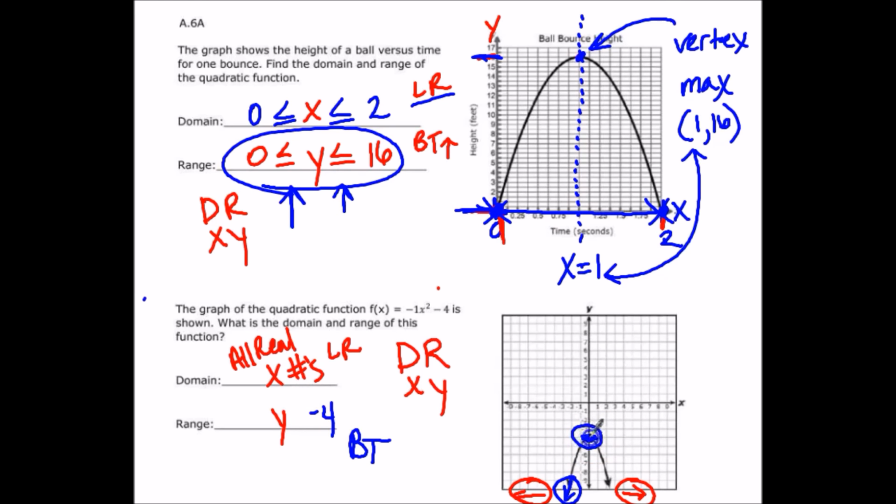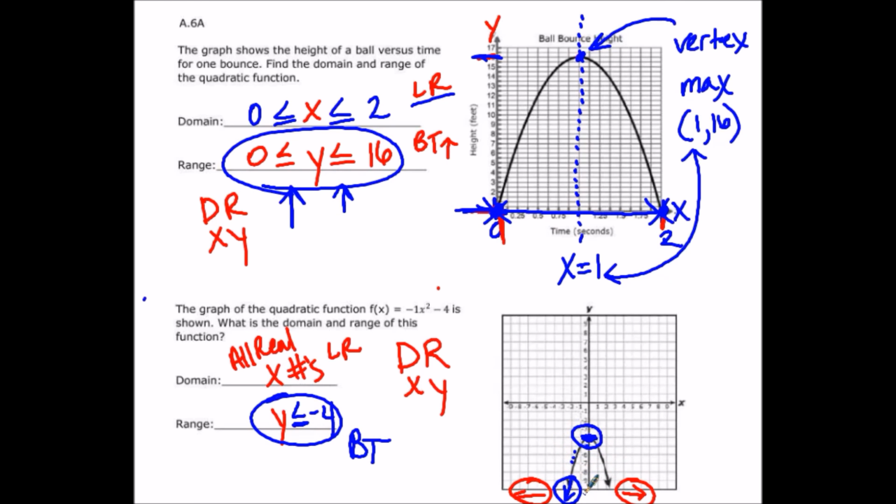If this is -4, is it all the numbers above it or below it? And if I'm looking at it, I'm thinking it's going down, so it's below. So it's all the numbers less than -4. And since it's touching right at -4, there's no open circle. It's included. So there's my range: all the numbers less than -4. So -5, bam! -6, bam! -7, bam! No matter what number I go less than -4, it's always going to hit that graph.